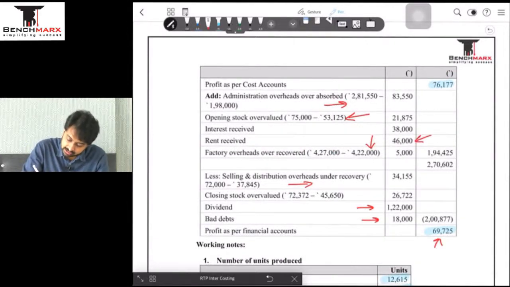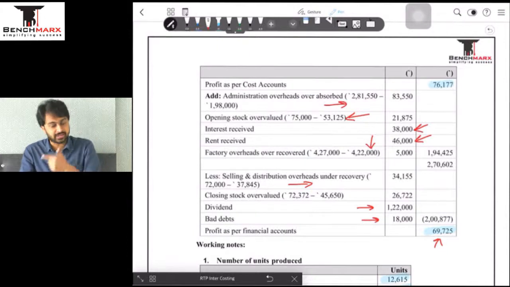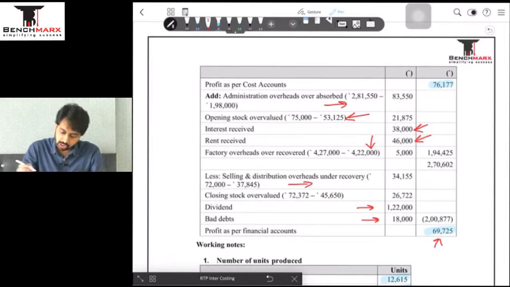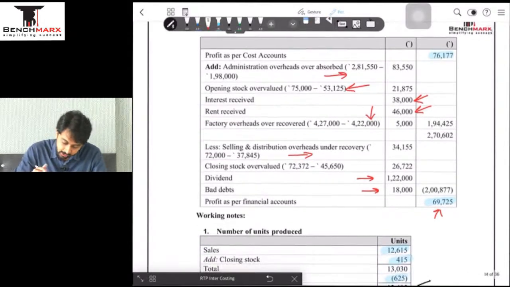Similarly, interest received is also an income in finance, which means the profits are more in finance. We are going from lower profits of costing to higher profits in finance. So I will again do addition of rent received and interest received as well. So I think we have covered everything.